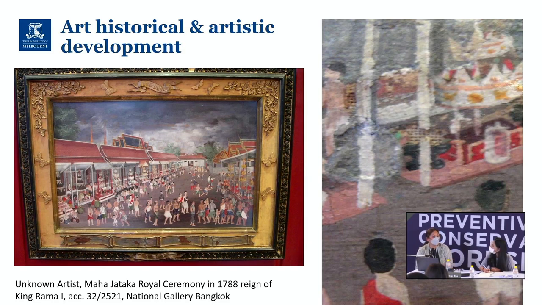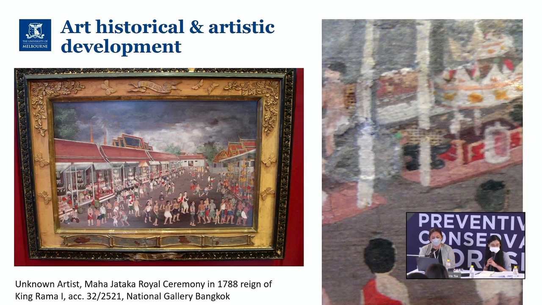So now I'm going to try and go quite quickly through these slides, where I'm just showing you different types of knowledge which informs conservation decisions. Because if we draw different disciplines together, then we can understand what the artwork is about and its meaning, to work out what the next steps are for conservation decision making.